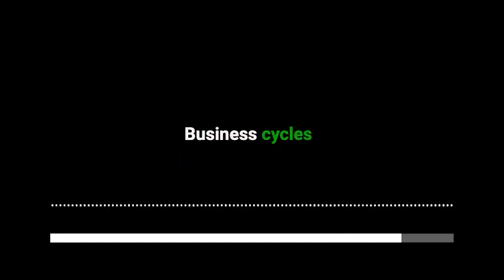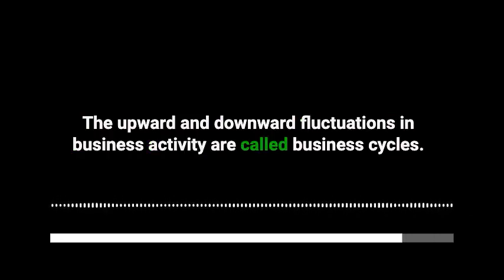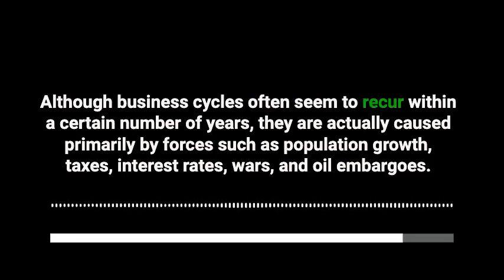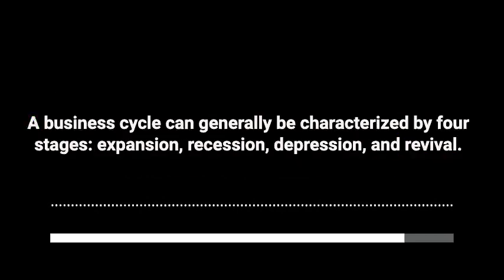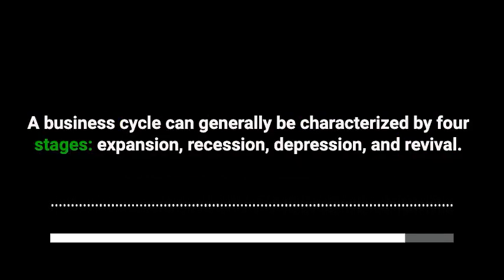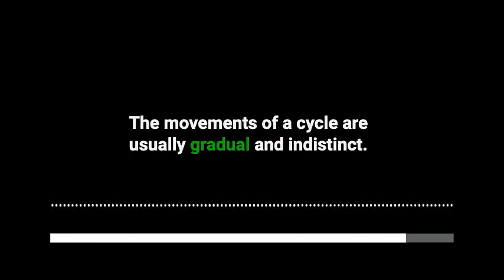Business cycles. The upward and downward fluctuations in business activity are called business cycles. Although business cycles often seem to recur within a certain number of years, they are actually caused primarily by forces such as population growth, taxes, interest rates, wars, and oil embargoes. A business cycle can generally be characterized by 4 stages: expansion, recession, depression, and revival. The movements of a cycle are usually gradual and indistinct.